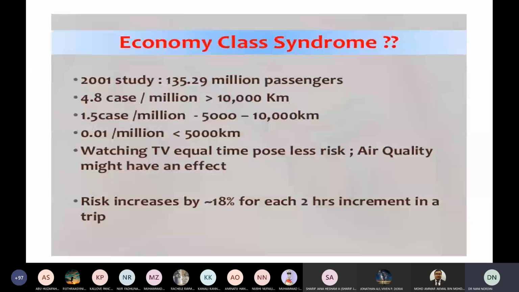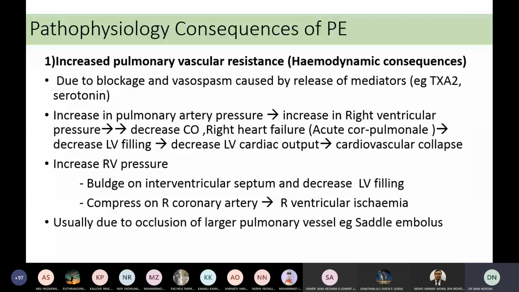There are 3 major things that you need to understand that can happen in pulmonary embolism. First, I want you to understand the hemodynamic consequences. These hemodynamic consequences are because of an increase in pulmonary vascular resistance. Because you have a blockage there, you have an increase in resistance of your pulmonary vessels, and that will lead to hemodynamic consequences.